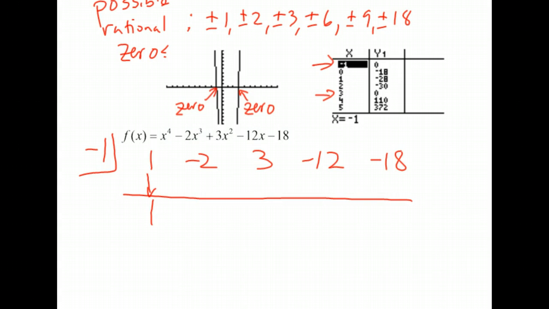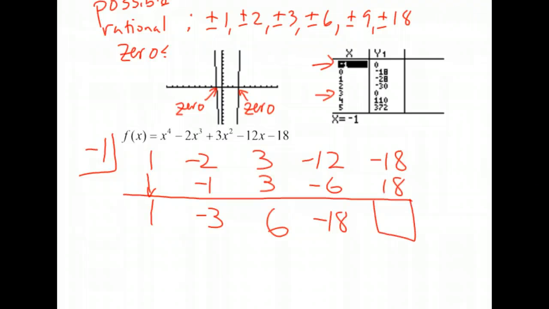Negative 1 times 1 is negative 1. I add, I get negative 3. Negative 1 times negative 3 is 3. 3 plus 3 is 6. 6 times negative 1 is negative 6. Negative 12 and negative 6 is negative 18. Negative 18 times negative 1 is 18. And negative 18 plus 18 is 0. Okay, now since my remainder is 0 when I do synthetic division, that obviously means that negative 1 works, and I've done my work correctly.